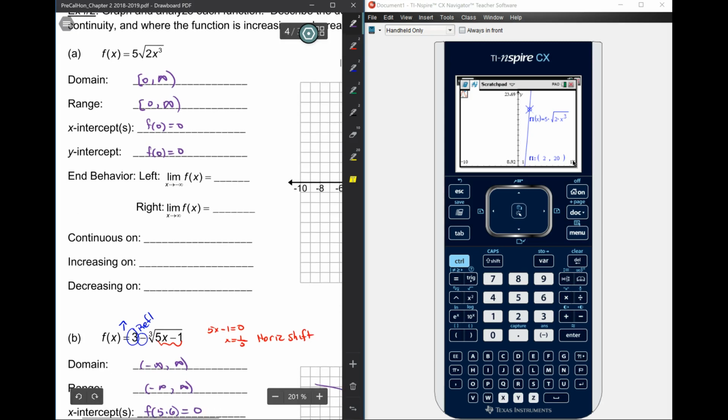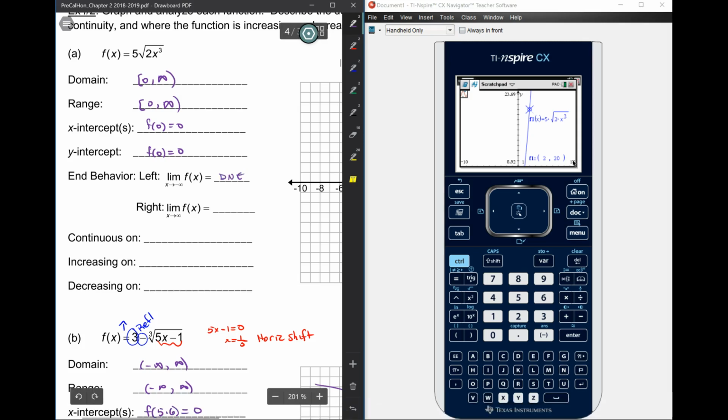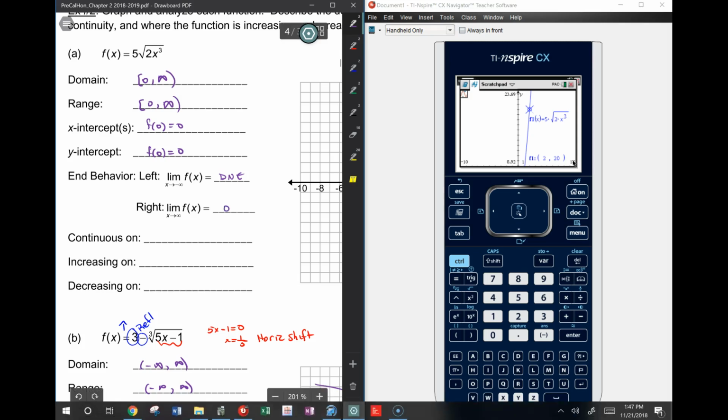Okay. As x approaches negative infinity, there is no limit here, right? Because it doesn't exist on this part. So we just say DNE. It does not even exist there, right? And then as x approaches positive infinity, it's infinity.